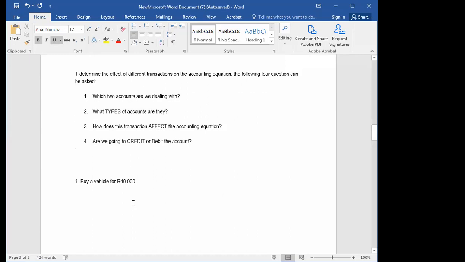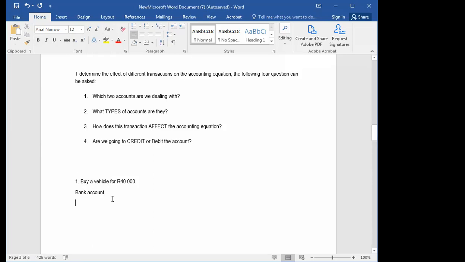All right. The first account: this vehicle has been bought on cash. There is no credit, it has been bought on cash. Therefore, when you see cash, bank must be affected. Our first account will be a bank account. Secondly, what is our second account?